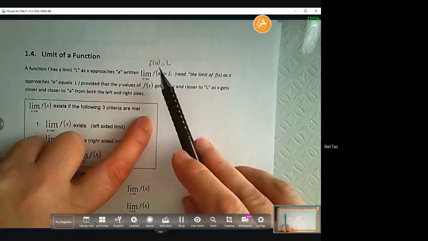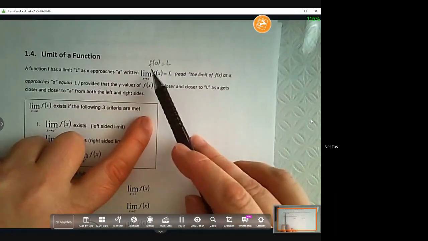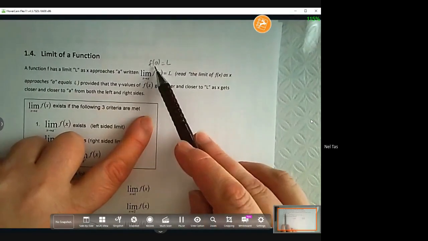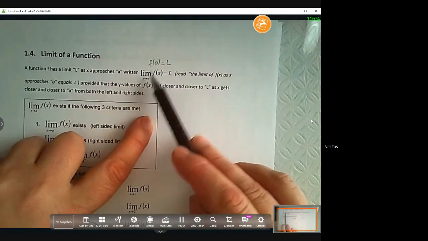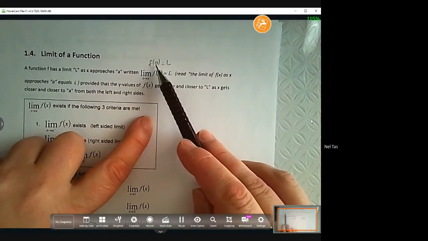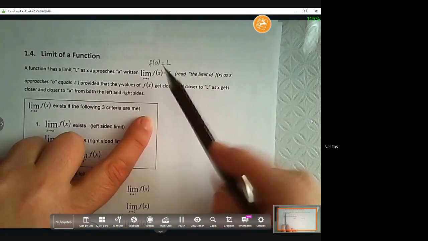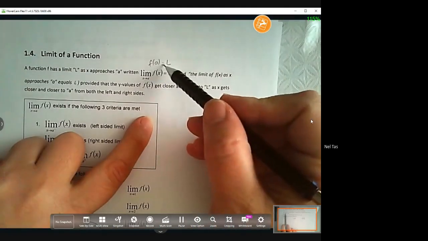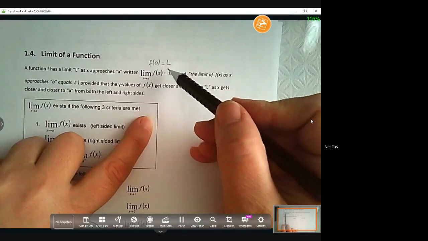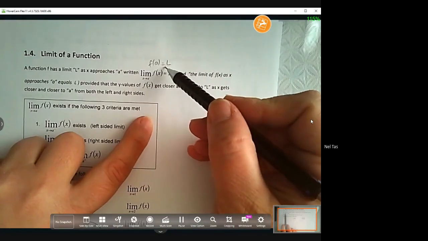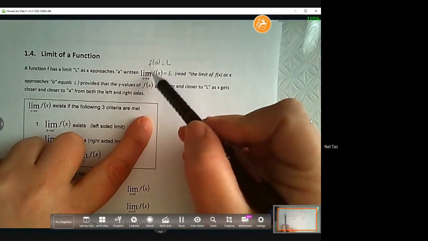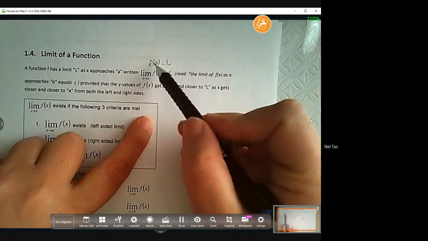So limit is not this, but as x approaches a, so as x gets closer and closer to a, y values are getting closer and closer to L. So f of a may be L, but doesn't have to be, okay? So these two are not the same thing. They are not the same.